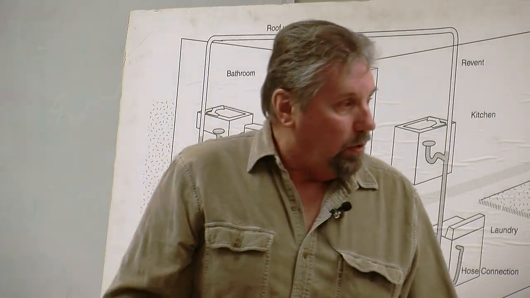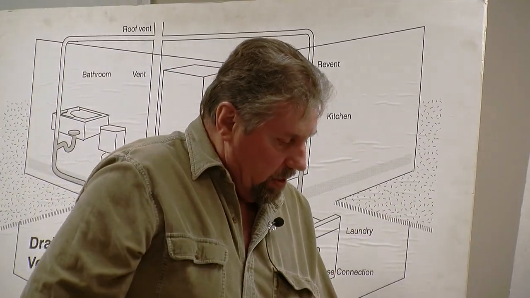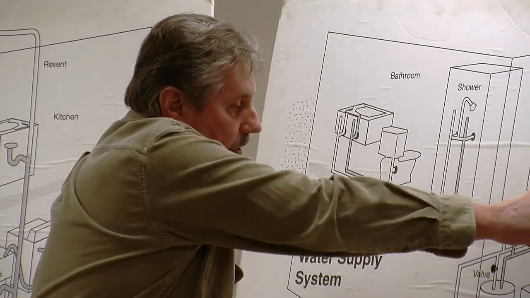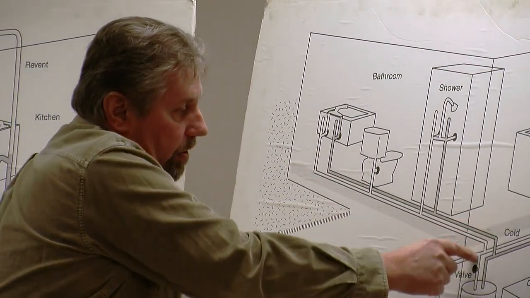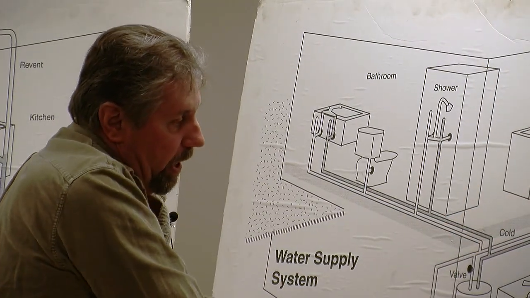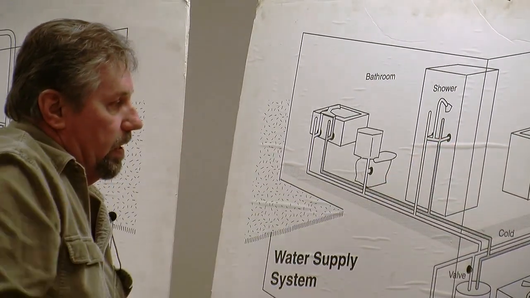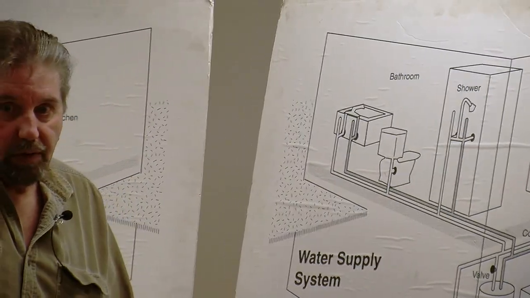Okay, so if you have an upstairs, you might feed this. All this main run here is 3/4. But then these little taps can be 1/2 inch. That increases the pressure, okay?